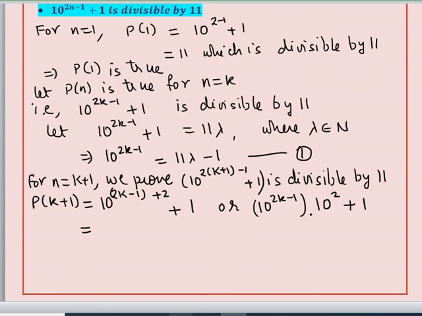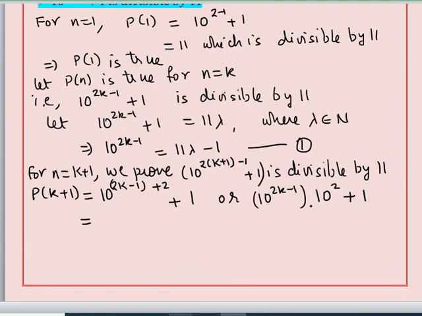Now we are going to use it to prove the result for n is equal to k plus 1. So now you can see we have done some rearrangement of the terms. If required, we will replace 10 to the power 2k minus 1 by 11 lambda minus 1, shifting 1 to the right side. Now let us see what the statement will be when n is equal to k plus 1. If I replace n by k plus 1, our statement reduces to this. So we have to show this is divisible by 11. So let us start simplifying the statement for k plus 1.